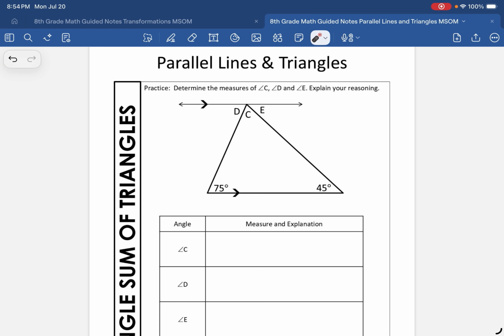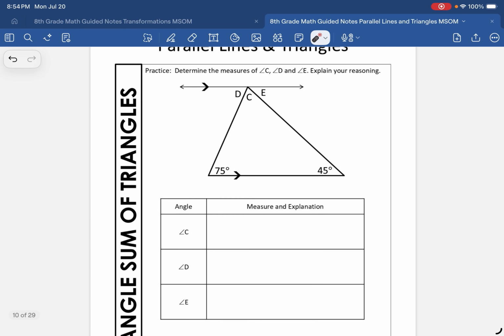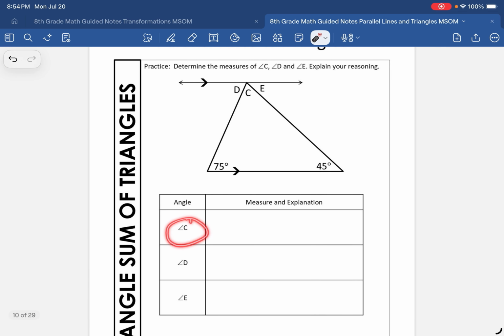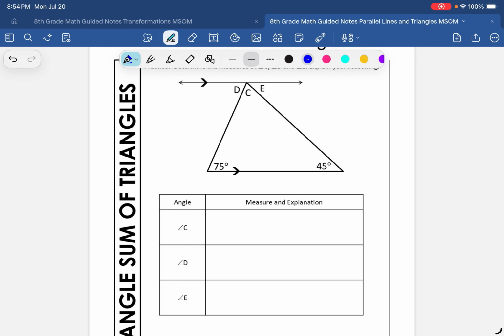Practice. Determine the measure of angle C, angle D, and angle E. Explain your reasoning. Angle C measure. This is 75, this is 45, and they form a triangle. So the angles of a triangle have to equal 180. So angle C will equal 180 minus 75 minus 45, which will equal 60 degrees.